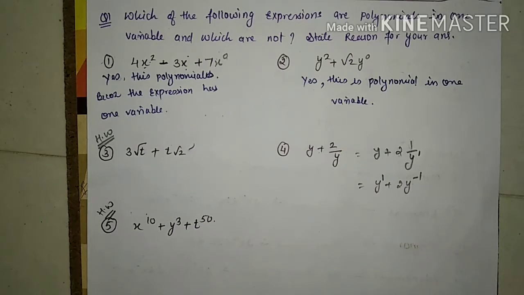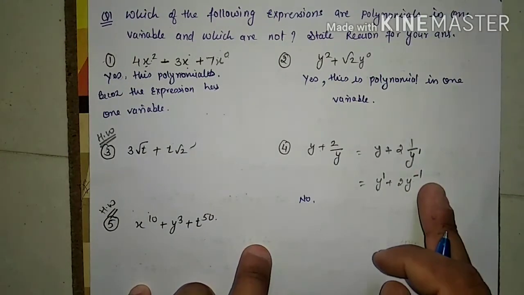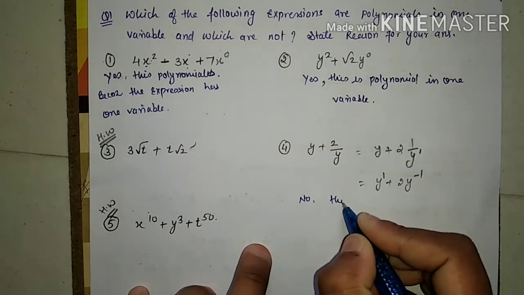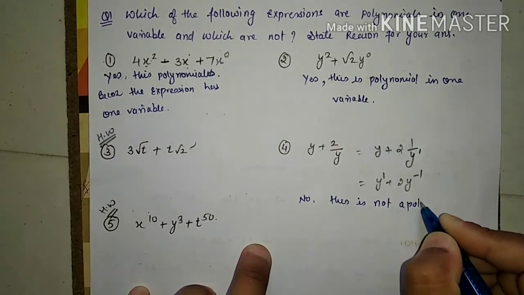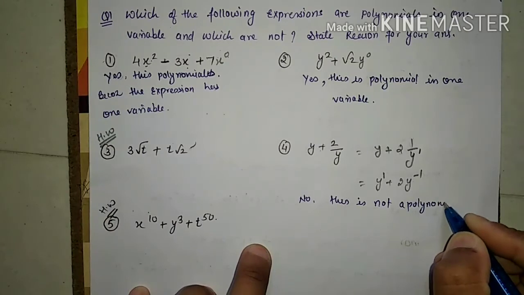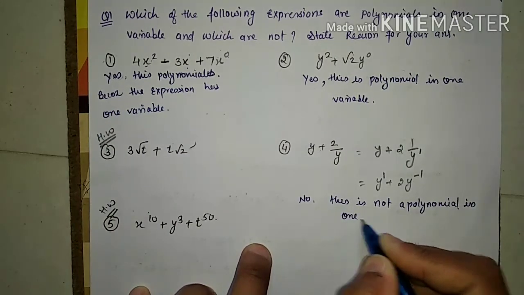And I have given it to you in the number system also: a whole number is a number starting from 0 till positive infinity. So there are no negative integers, correct? Because of this, minus 1 is not a whole number. So your answer is no. Why no? Because of the negative power. No, this is not a polynomial in one variable. Is it clear?